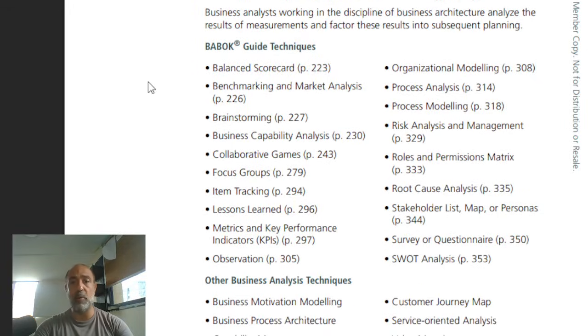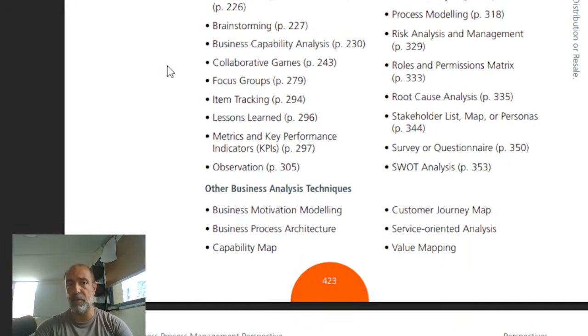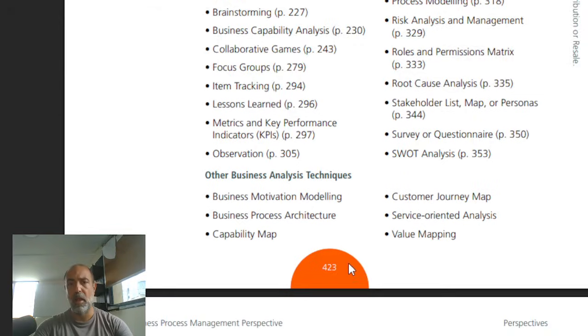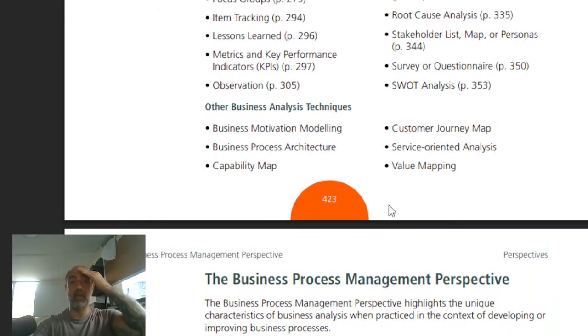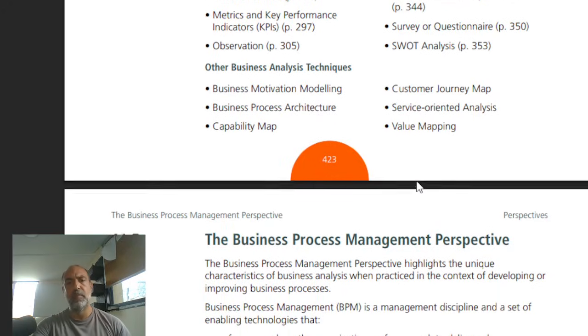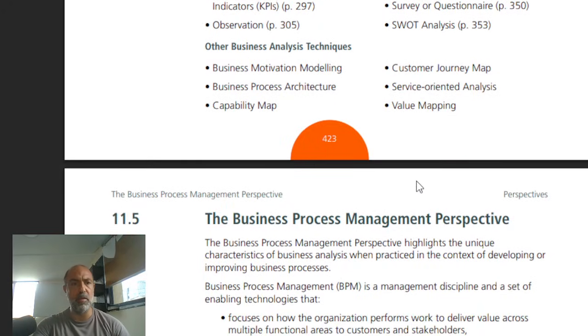They use BABOK guide techniques, which we have done before. I have all 50 of them. And we have other business analysis techniques like motivation modeling, capability mapping, service-oriented analysis, customer journey mapping, and value mapping. And with that, we're actually done with the business architecture perspective.